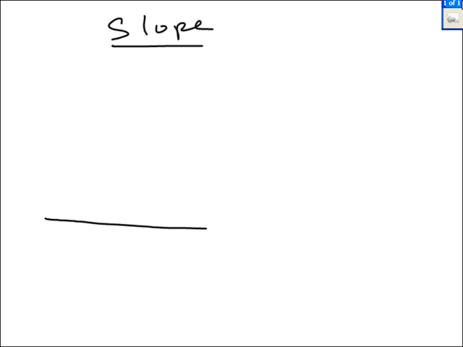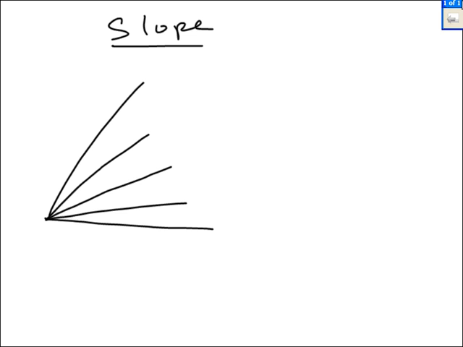For example, if that's the horizontal, say maybe it's level ground. This slope is not very steep, but this slope is steeper. And that slope is steepest of all the other three. This one is even steeper.